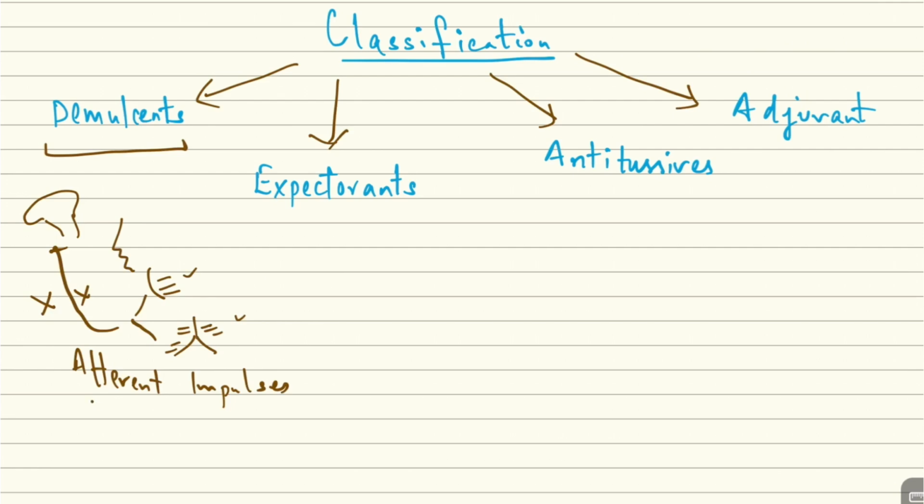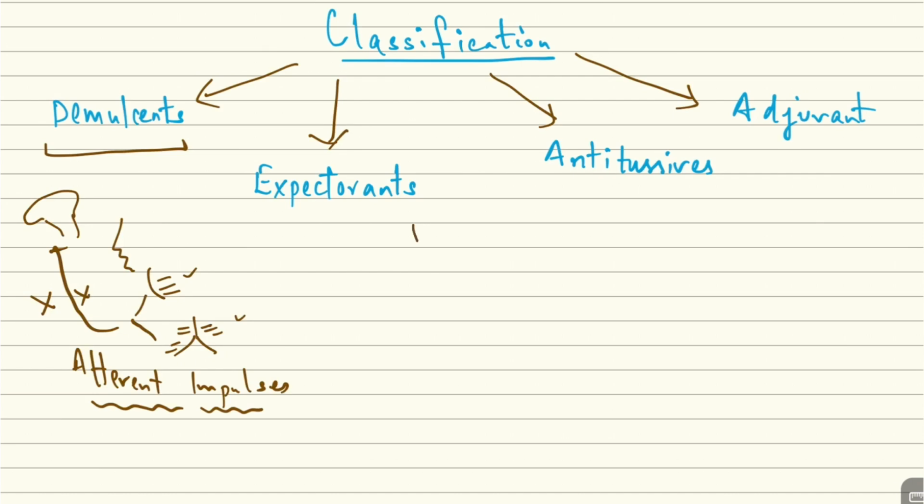They basically block the afferent impulses that are going to the brain from the throat and the respiratory passages, and the inflammation of the irritated throat and respiratory passages goes down, and the patient gets relieved of pain in the throat and other symptoms. They are basically providing symptomatic relief to the patient.